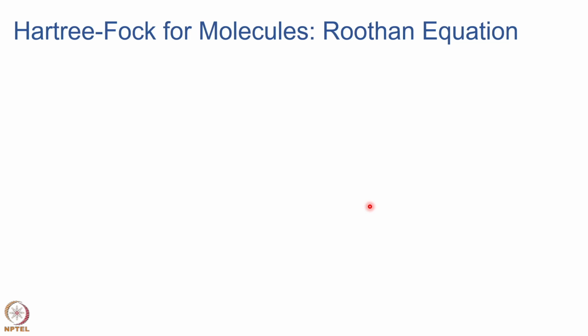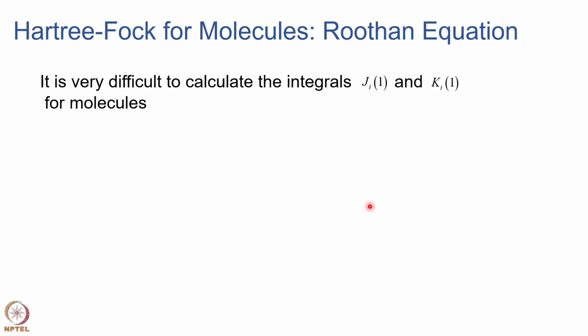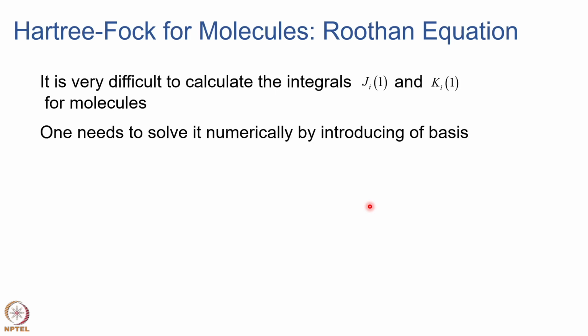Now, this general Hartree-Fock can be solved like this for atoms, but for molecules this cannot be solved, because you remember the form of the integrals J and K. They are difficult integrations, and these integrals are very difficult to calculate for molecules. For atoms, because of the spherical symmetry, these are easier to calculate. So you can do atomic Hartree-Fock as it is, but for molecules you cannot solve the J and K integrals.